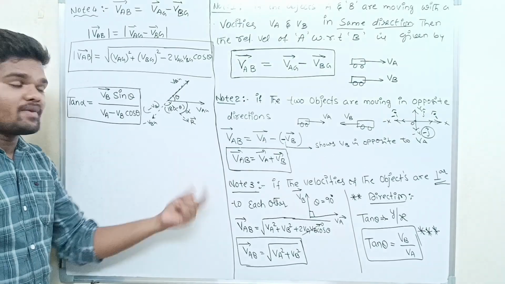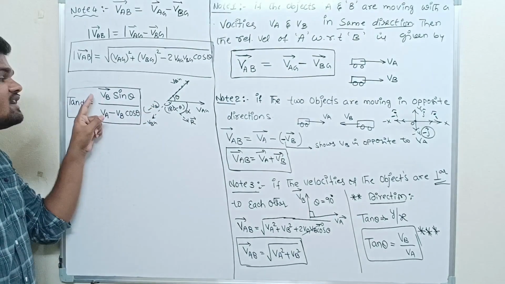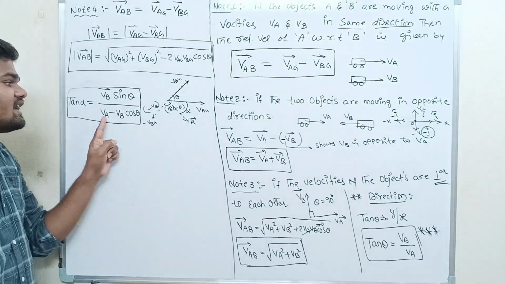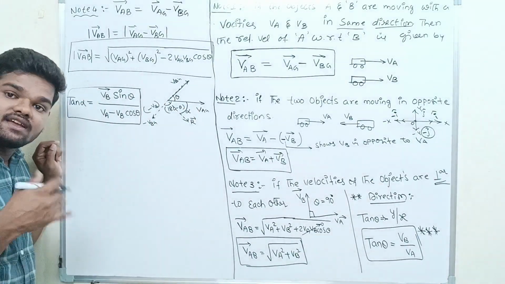Are you getting it? So for subtraction of vectors A and B, the direction of the subtraction of two vectors is given by B sin theta divided by A minus B cos theta. So here, in place of A and B, we have VA and VB. That's it. Okay. Any doubt?